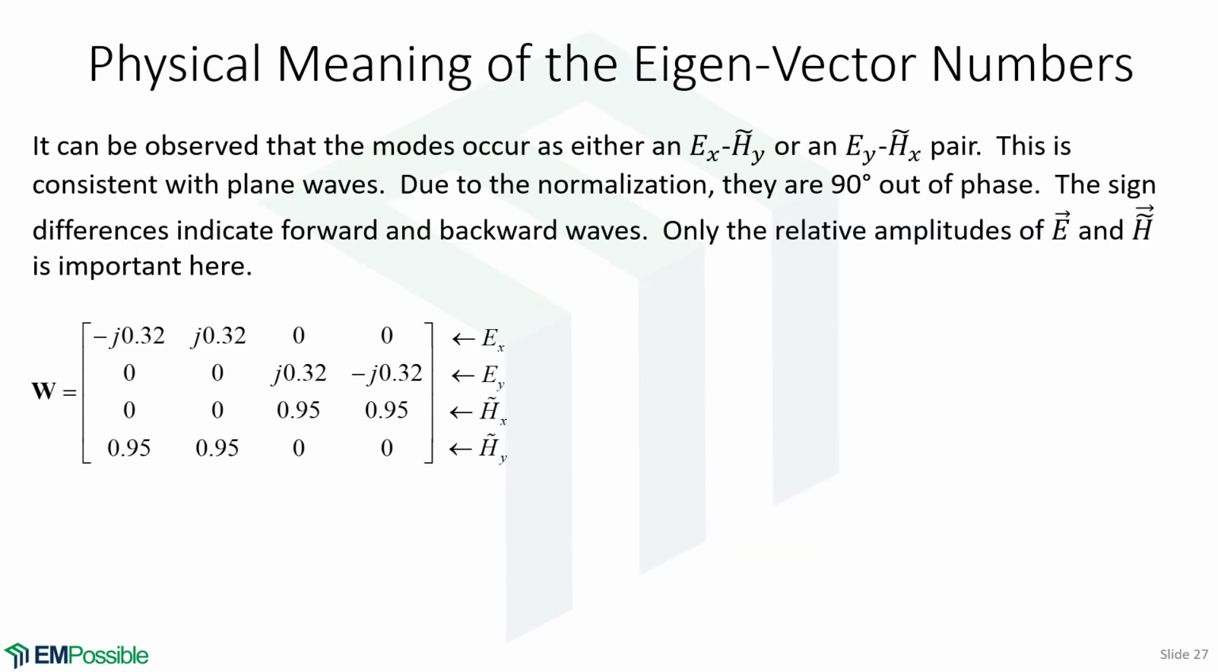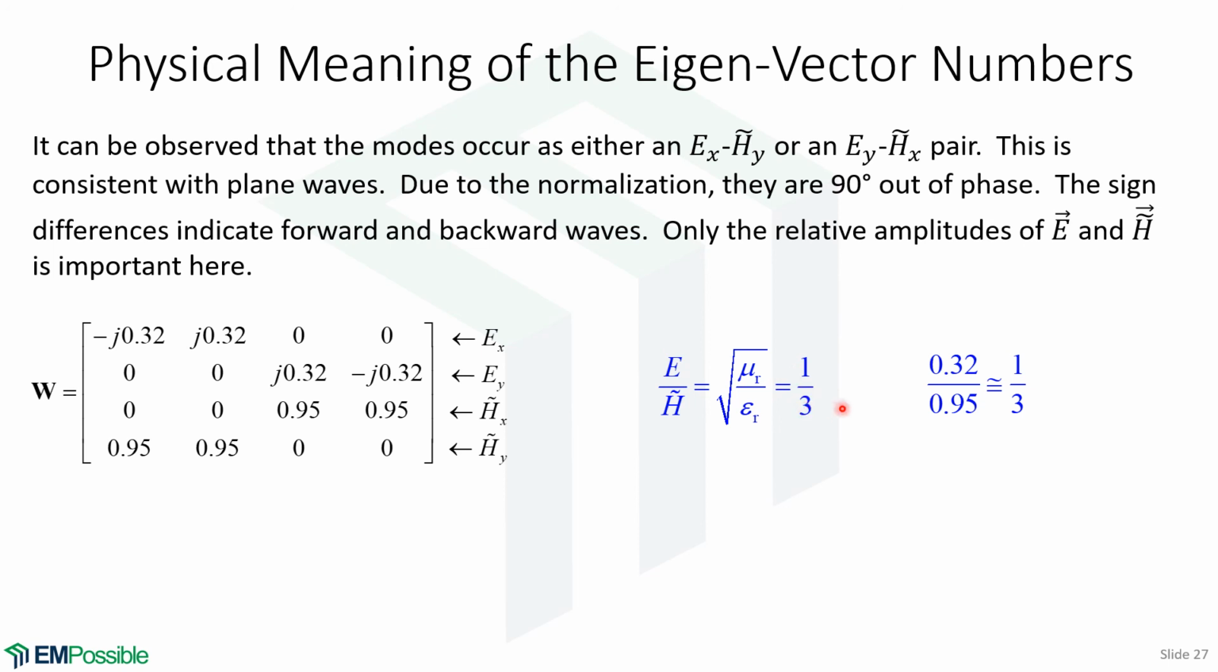Let's dig into the meaning of the numbers in the eigenvector matrix a little bit more. What does it mean that it's 0.32, 0.95? Why can't we just choose any numbers for the electric and magnetic fields? Remember, the magnitudes of E and H are related through the material impedance. Now we have a normalized magnetic field, so that equation for impedance is a little bit different in that we just have the square root of the relative permeability divided by relative permittivity. And if we run the numbers, this is 1 over 9. Square root of that, we get 1 over 3.